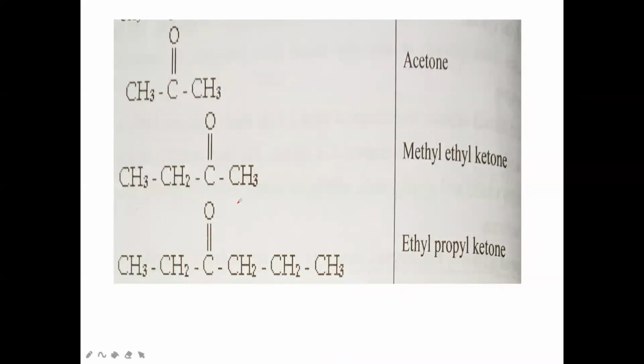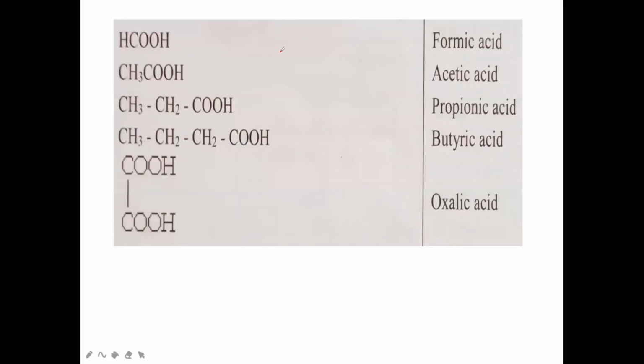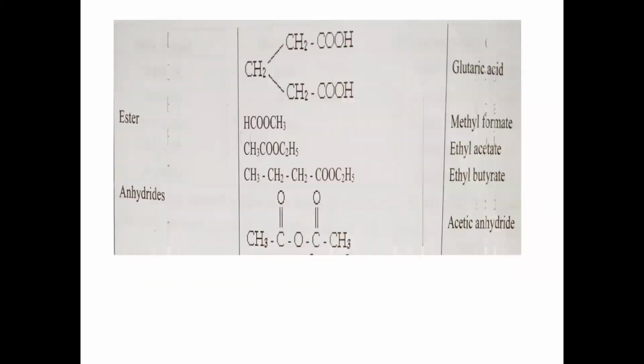We have discussed acetone and ketones, and now oxalic acid and the others. Now see, another name is glutaric acid. Before this, what we have discussed? Succinic acid. Succinic acid has how many carbon atoms? 4.